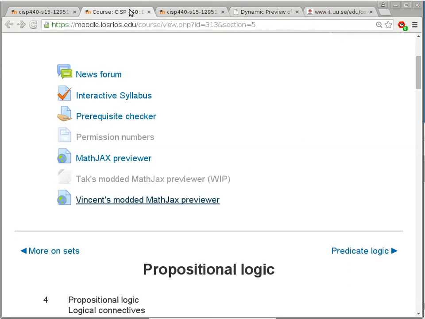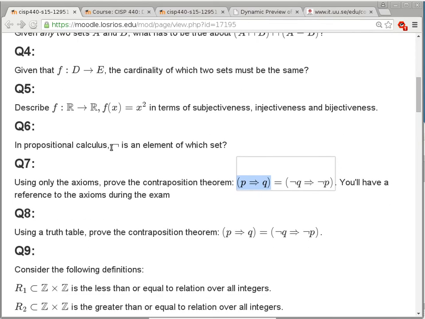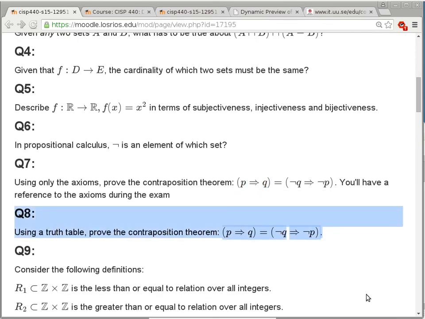All right, so let's get back to the questions, and we'll get to question number 8. Question number 8, to some people, is actually easier, because this time I want to use a truth table to prove the contraposition theorem. Now, a truth table is a whole lot easier to work with, but in this case, you have to work with the individual items first, and then tell me why the two columns are the same. So when you use a truth table, it's probably easier to just draw it on the whiteboard.